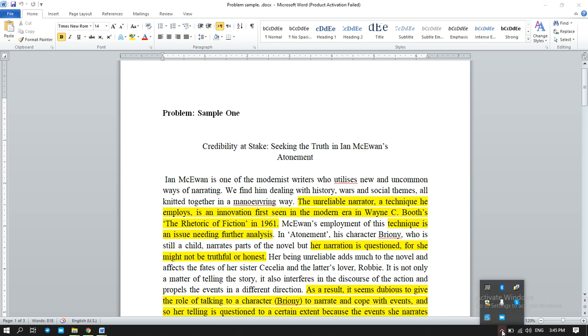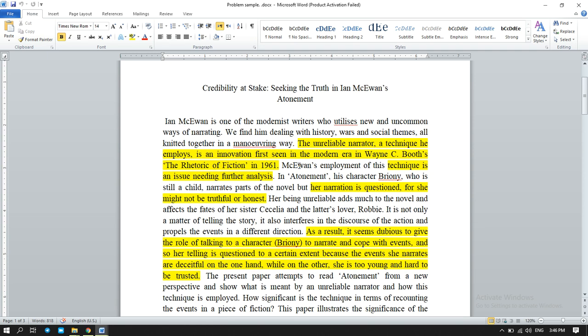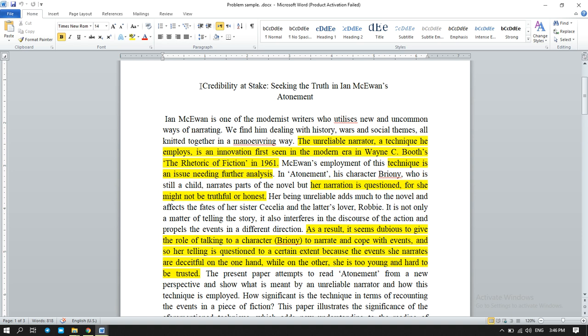These are some samples of research problems. The first one, this is what I just told you. How do we get a research problem? From personal experience. This is my personal experience.